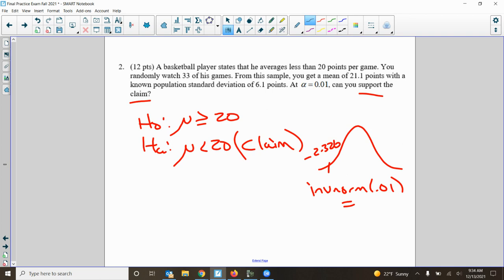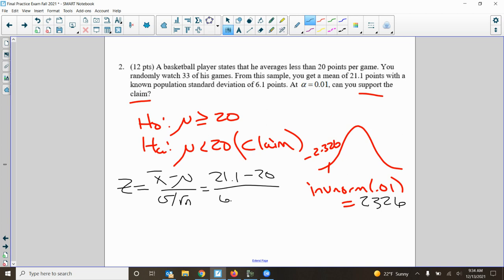Well, taking a quick glance, you know it's not, because in fact, it's on the wrong side of the curve. He ended up getting a sample mean of 21.1, which is not on the left-hand side, it's on the right-hand side. So we're actually going to be on the wrong side of the curve here, but let's just go ahead and finish it off, but it's not going to work out very well. z equals x bar minus mu over sigma over radical n, because we know sigma, we can use the z-test. X bar was 21.1, mu was 20, over 6.1, which is sigma, over radical 33.